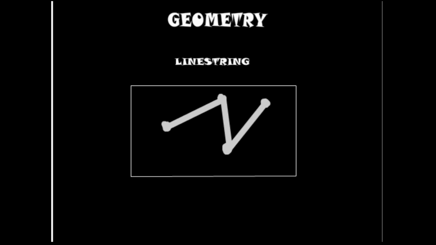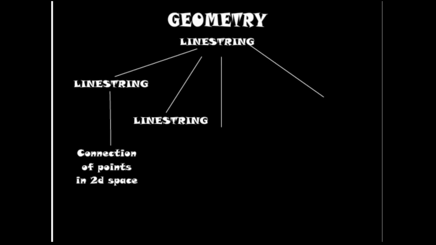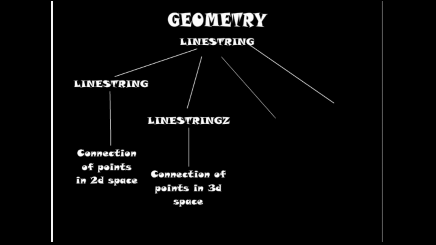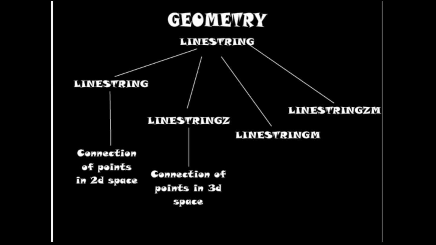So now moving on to the second subtype, line string. A line string is just segments joined together with points. And there are 4 types of line strings. Line string, which is a connection of points in 2D space. A line string Z, which is a connection of points in 3D space, and there is also line string M and line string ZM, which is similar to the point ZM and the point M we discussed in the earlier section.